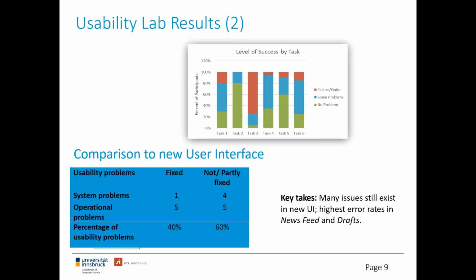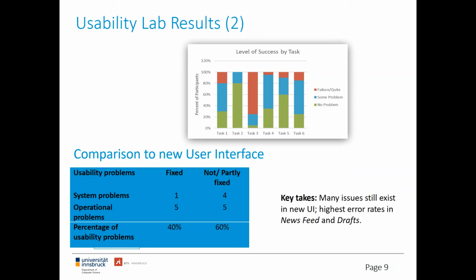A system problem is the kind of problem which occurs because the system doesn't function correctly. For example, there is an error when you try to do some task. And 5 operational problems would be fixed. Operational problems are typically, for example, that users persistently don't understand some features or misuse them, or fail to perform a task even though it's technically possible to do it.